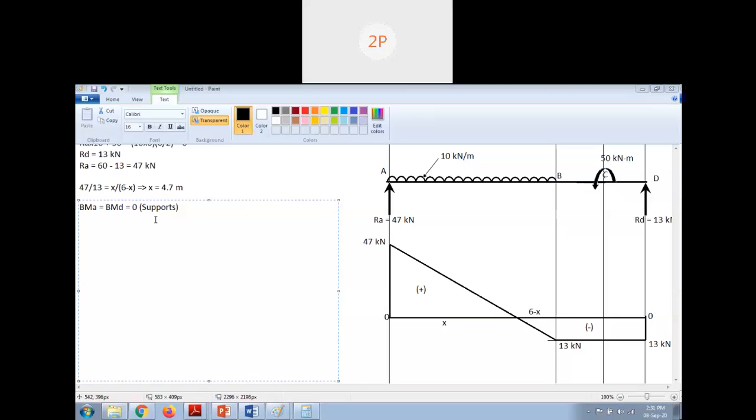And another thing is, from the SFD also it is clear. What you are saying is 5 point something. That means it should be somewhere here, very close to B, right? But it is quite far from B. But let's get back to the bending moment.